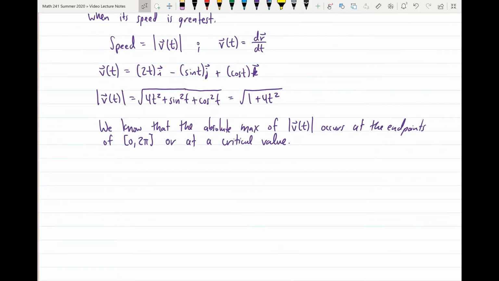So now we want to look for any critical values inside of the interval, and to do so, we want to take the derivative of our function giving speed.